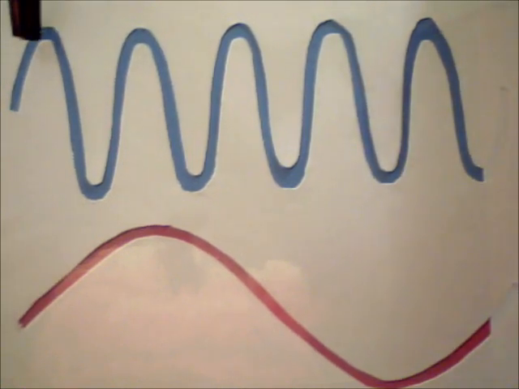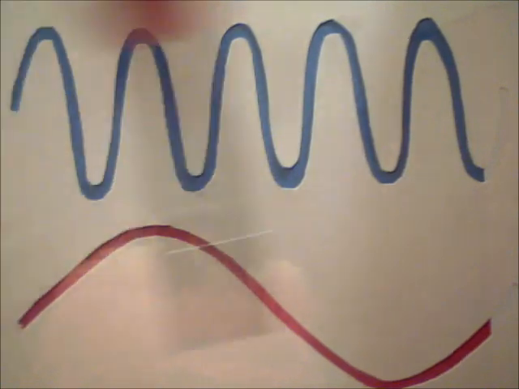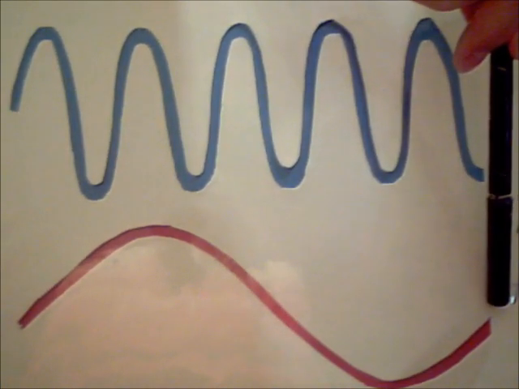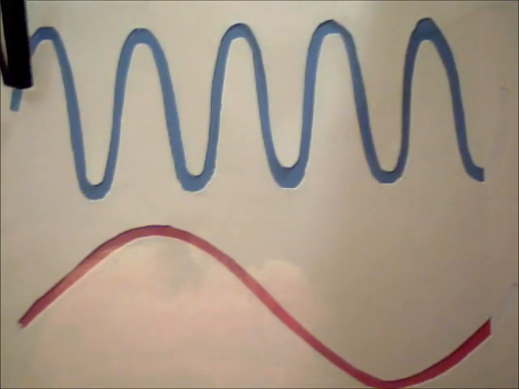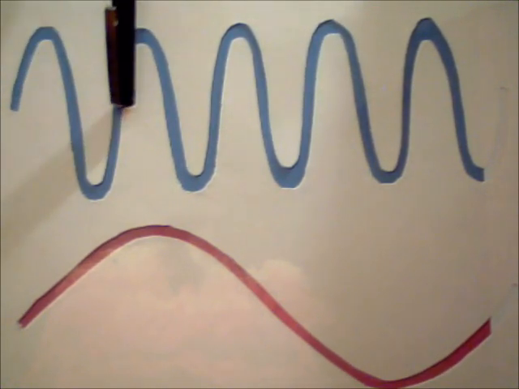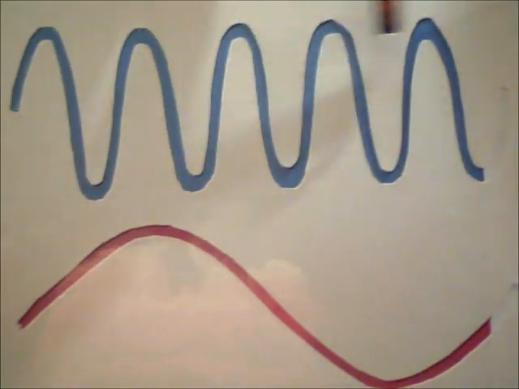So how many waves would you say are in here? There's 5 of them. There's 1, 2, 3, 4, 5 of them. Okay? Now, wavelength is longer here, but there's less of them. Wavelength here is shorter, between here and here, and there's a lot more of them.